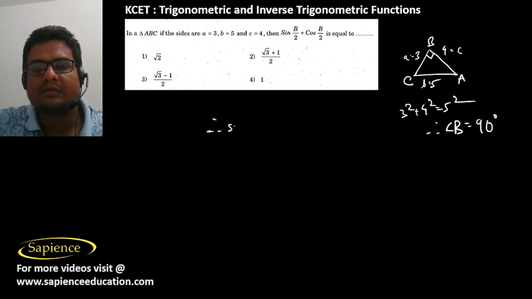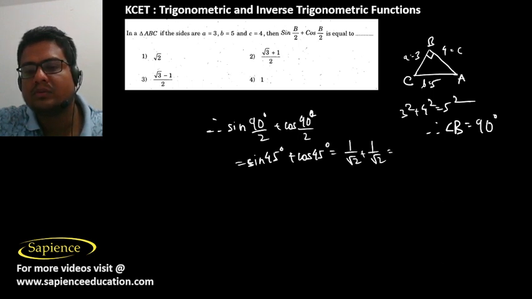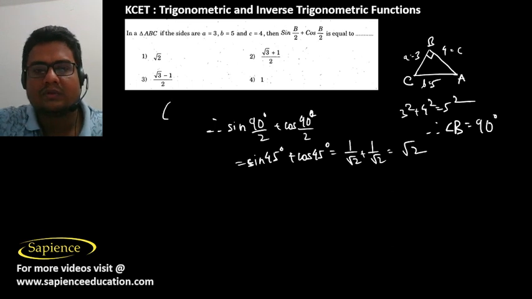So therefore we have to find sine B by 2, that is sine 90 degree by 2 plus cos 90 degree by 2. So that is sine 45 degree plus cos 45 degree. So that is 1 by root 2 plus 1 by root 2, that is 2 by root 2, that is root 2. So option 1 is the correct answer.